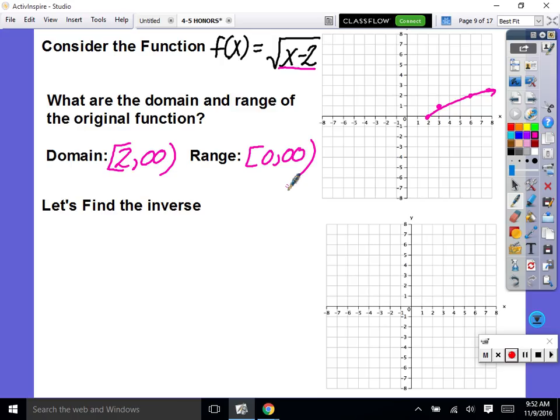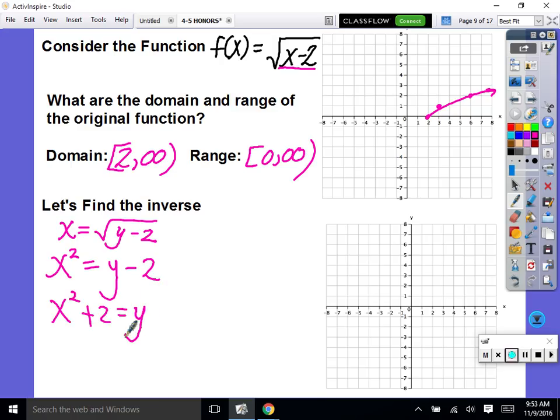Okay. So let's go ahead and algebraically find the inverse here. So we have x is equal to the square root of y minus 2. First step would be to square both sides. Yep, good. So then we would have x squared is equal to y minus 2. Then we add 2. So we have x squared plus 2 equals y. So there's our inverse. F inverse of x is x squared plus 2. Let me graph that for you.